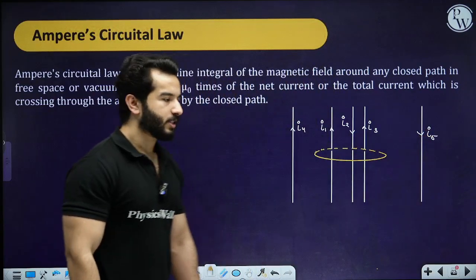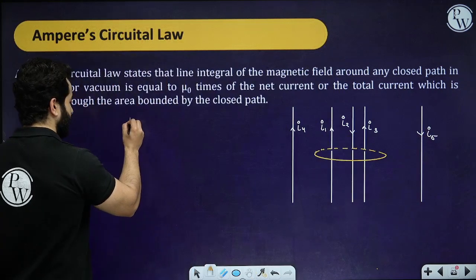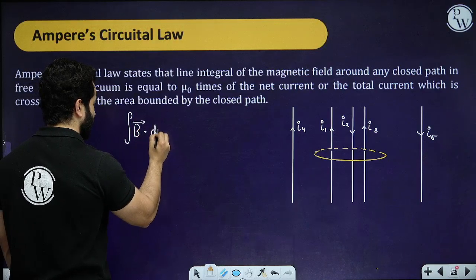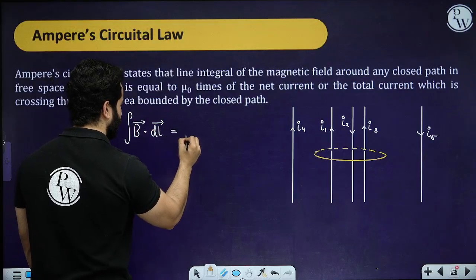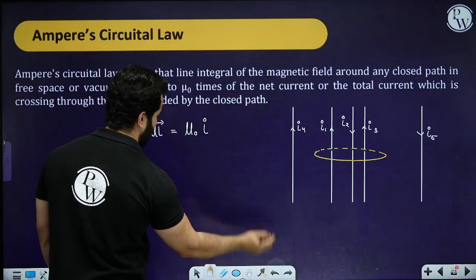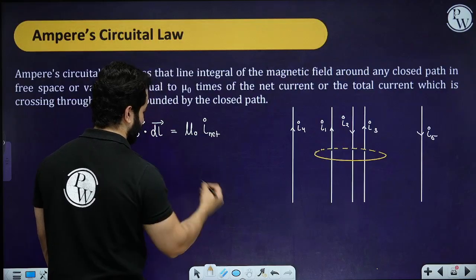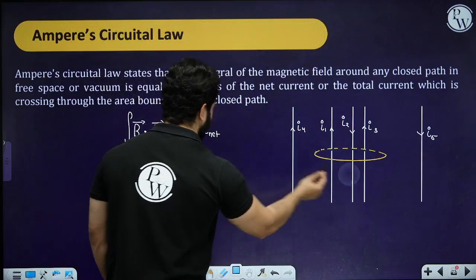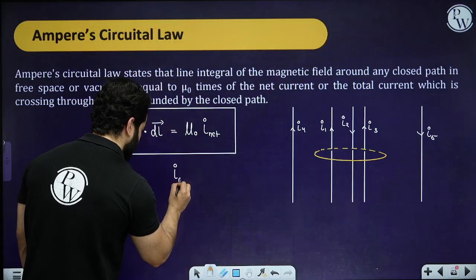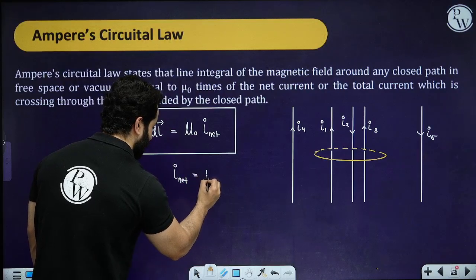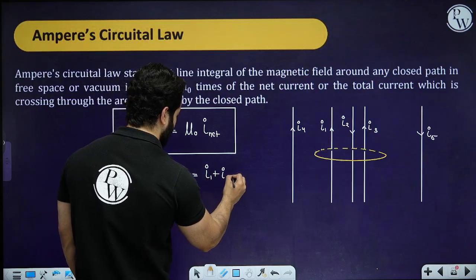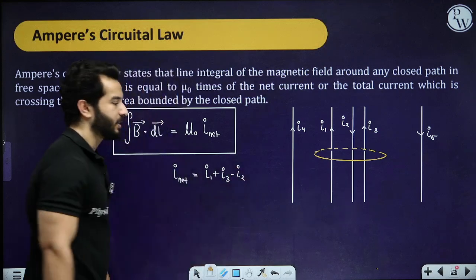Now Ampere's law says the line integral of B dot dl will be equal to mu naught times the enclosed current, or net current through the loop, which in this case, you just assume a particular direction, so I1 plus I3 minus I2 is going to be the net current.